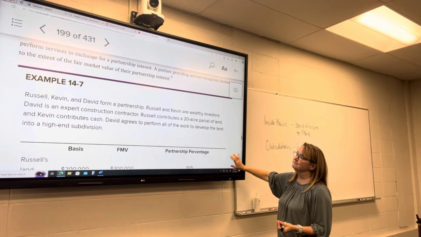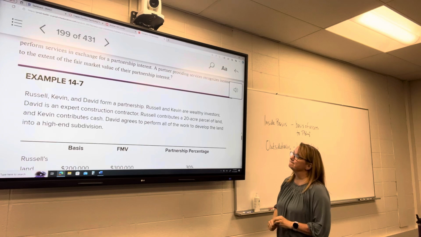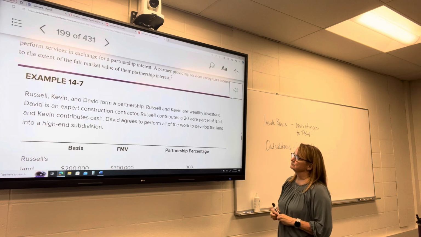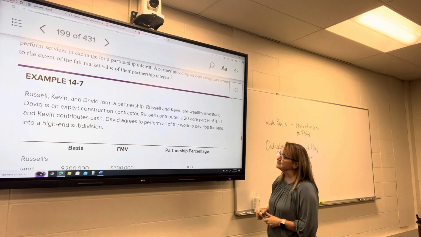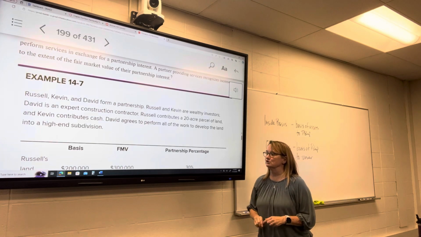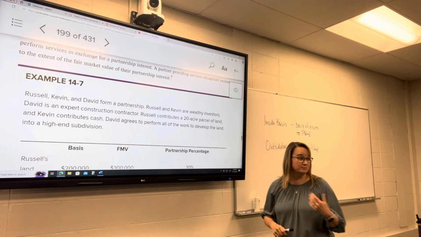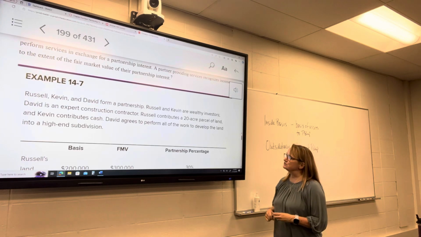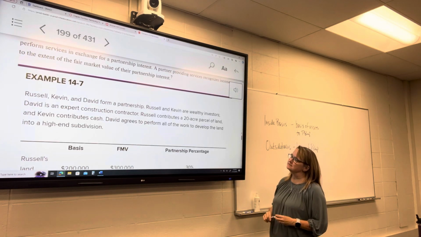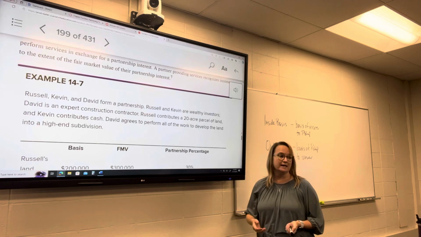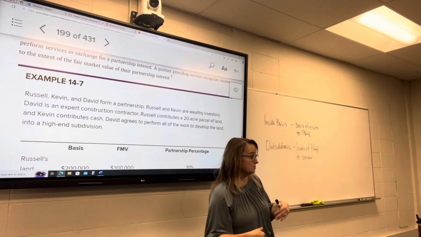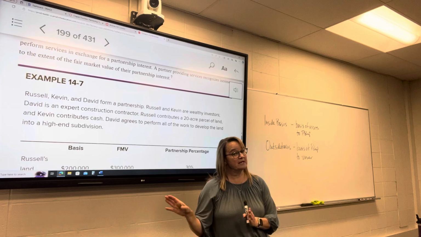So let's look at an example here. We've got Russell, Kevin, and David. They form a partnership. Russell and Kevin are wealthy investors, so they've got some cash that they can contribute. David doesn't have any money, but he is a construction contractor. So he's going to contribute services to the partnership. Russell contributes a 20-acre parcel of land. Kevin contributes cash. David is going to perform all the work to develop the land into a high-end subdivision. So he's not going to get paid a wage when he does that, but instead he's going to get part of the partnership.